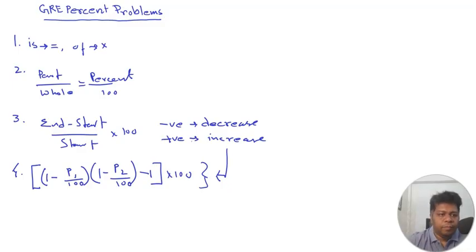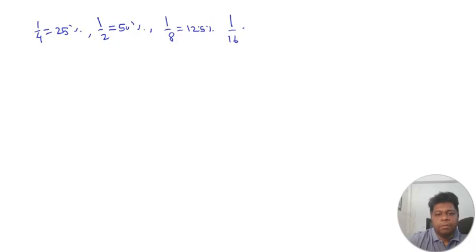Okay, let's come to the next page. Here remember some quickies which will help you to speed up your solution process. Quickies like 1 by 4 is 25%, then 1 by 2 is 50%. The more you practice, the more you will be able to remember this. Then 1 by 8, remember this is 12.5%. 1 by 16 is equal to 6.25%. Then 1 by 20 equal to 5%, and vice versa: remember 5% equal to 1 by 20.